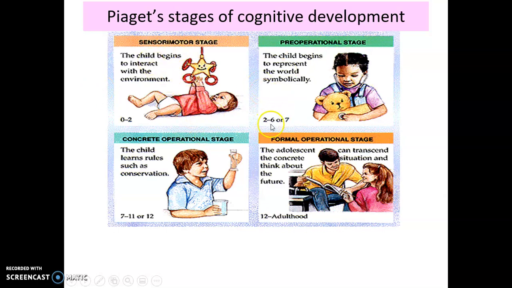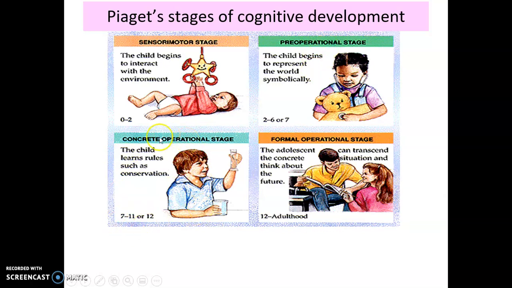At the age of 2 to 6 or 2 to 7, this stage is called the pre-operational stage, where children begin to represent the world symbolically. That's why you see children at the age of 2 to 6 or 7 like to act out the roles that they watch on TV, because they want to represent the world symbolically by acting out whatever roles they want to play. They think it's interesting because they are looking for identity.